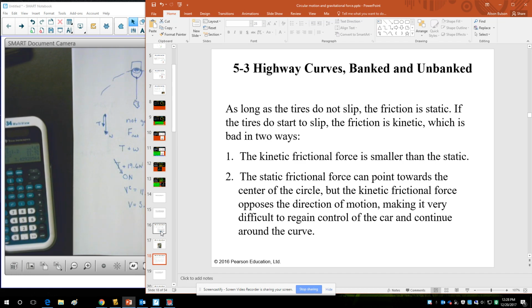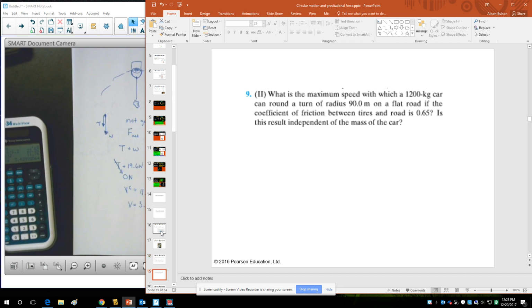That opposition to direction of motion would then be pointing towards the back of the car, or opposite to the direction the car is going, that straight line path, and that makes it difficult to regain control of the car and regain the centripetal force that the car used to have with static friction.